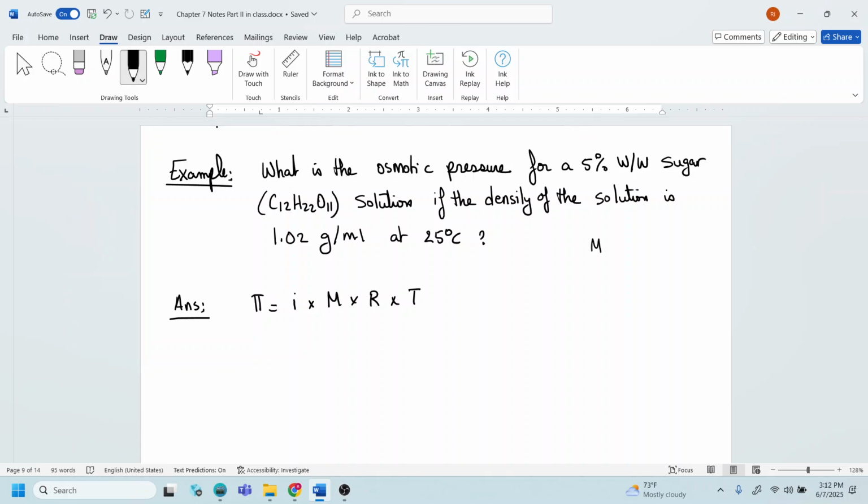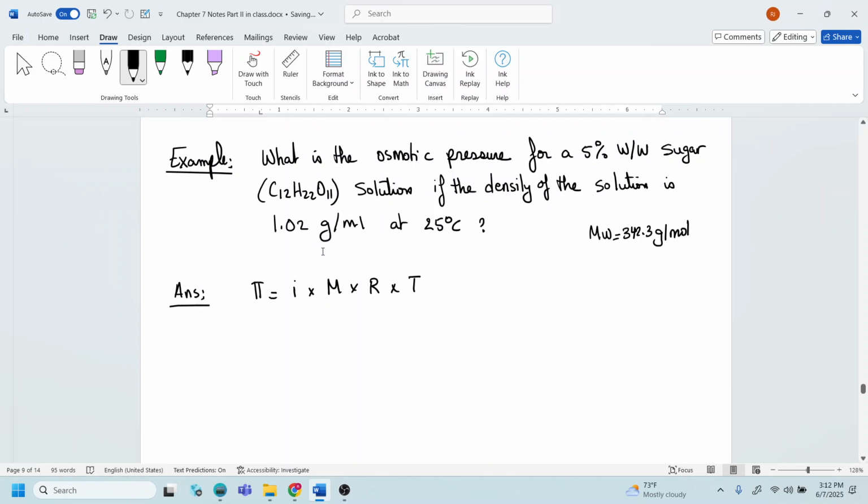So we can calculate the molecular weight for the sugar, which is 342.3 grams per mole. Just look at the periodic table, you guys. For the mass of the carbon, the hydrogen, and the oxygen, multiply them by their coefficient, add them up, and you should get this value over here. So the solution: they want the osmotic pressure. They give you the density and the weight percent. From the weight percent, we can get the concentration, I'll show you how. And we need the density because we would need the volume.